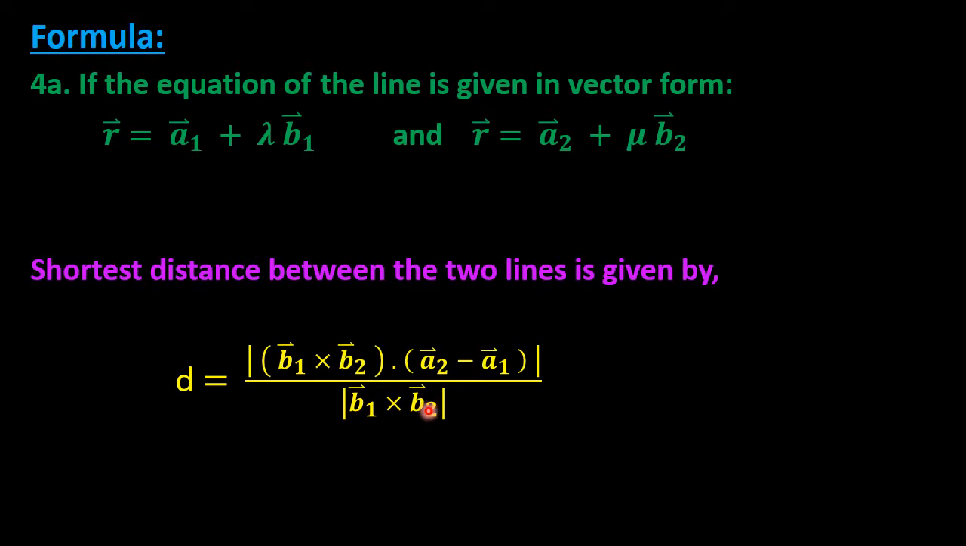So in order to find the shortest distance in this case, first we need to subtract a1 vector from a2 vector, and then we need to find the cross product between b1 vector and b2 vector, and then we find the magnitude of the cross product between b1 vector and b2 vector. In the numerator we need to do the dot product between these two vectors, and after simplification we get the value for the shortest distance between the two lines.